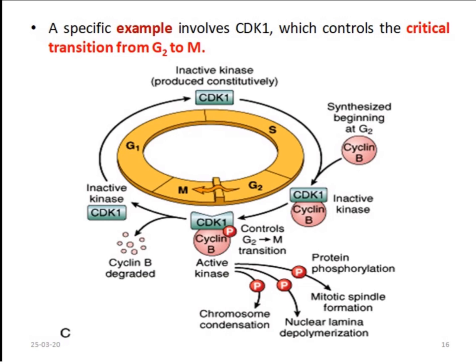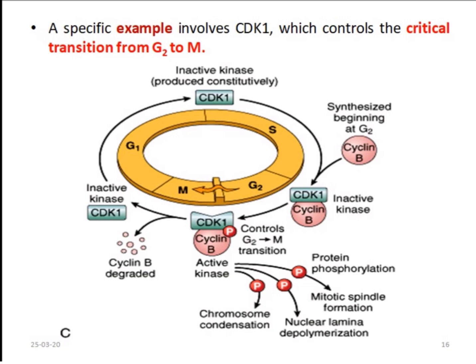Here is one more specific example involving CDK1, which controls the critical transition from G2 to M. This is just one example of how G2 to M is moving. Here, if you see, again the same thing, CDK1 moves and comes here and activates cyclin B, right? Cyclin B is synthesized beginning at G2, just at the beginning of the G2 phase. So this cyclin B will bind with the CDK, and it is a kind of inactive kinase.